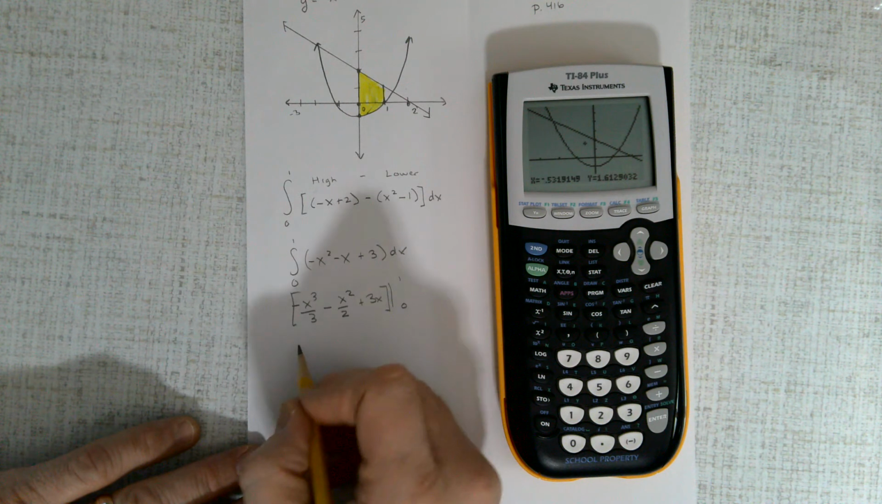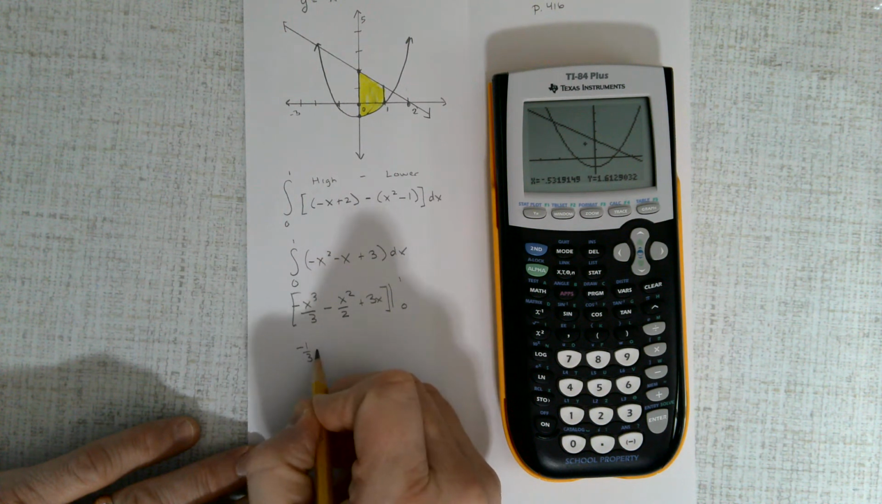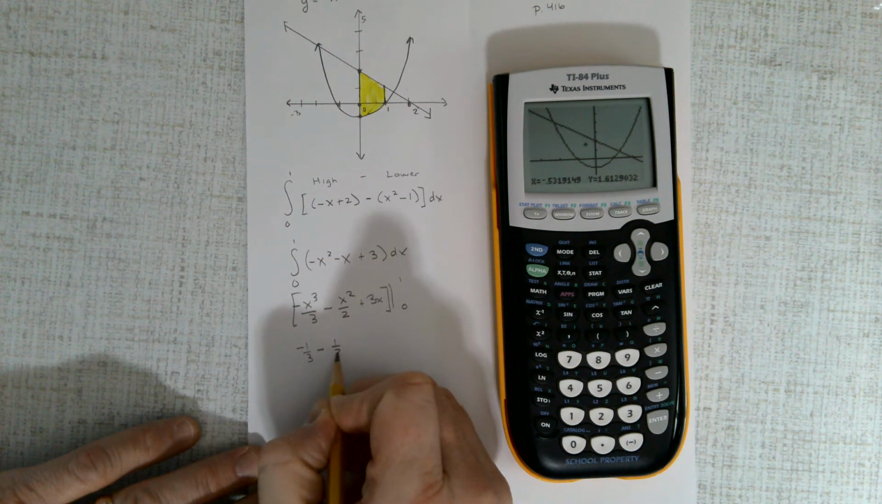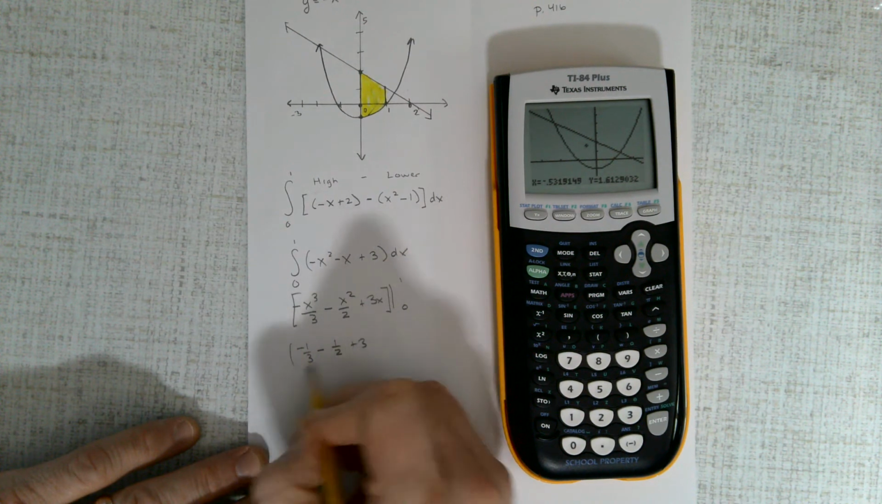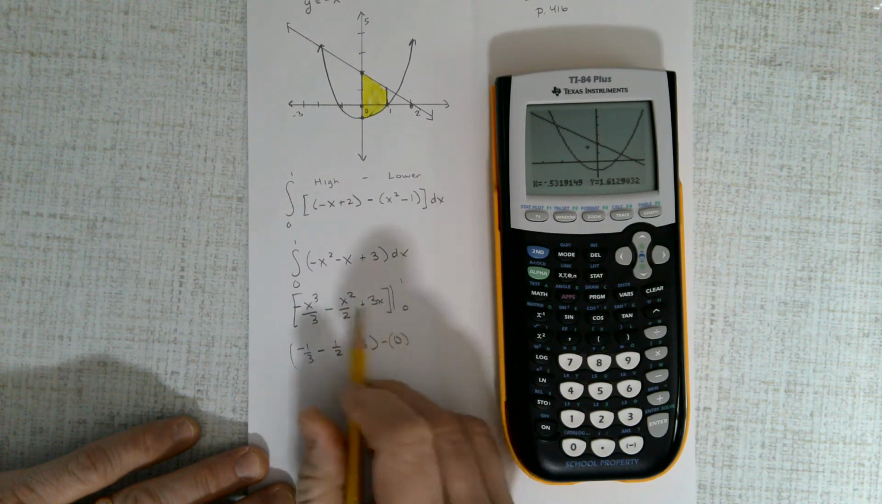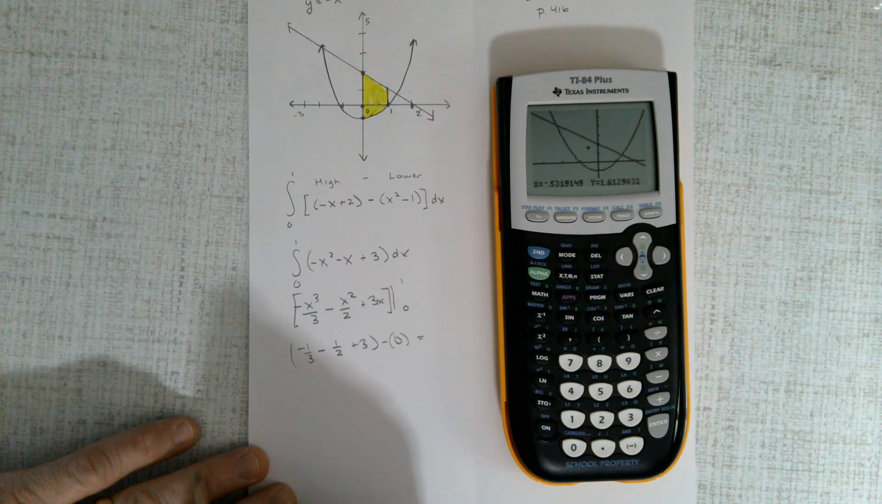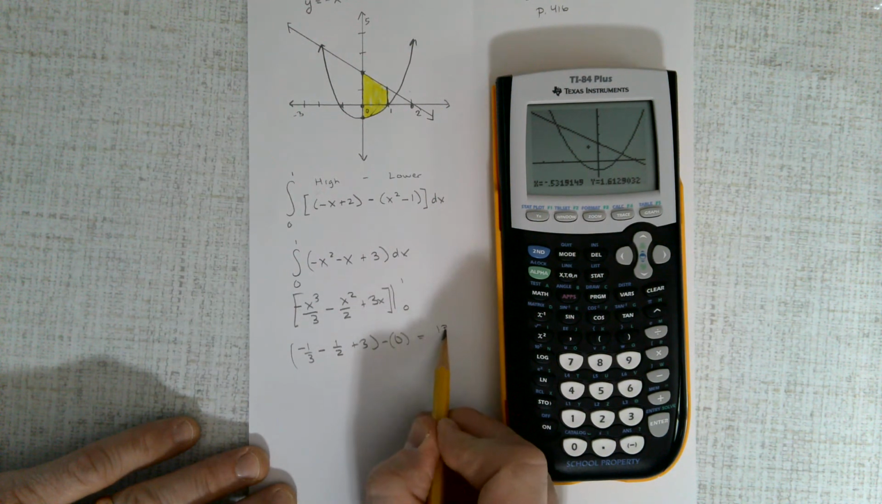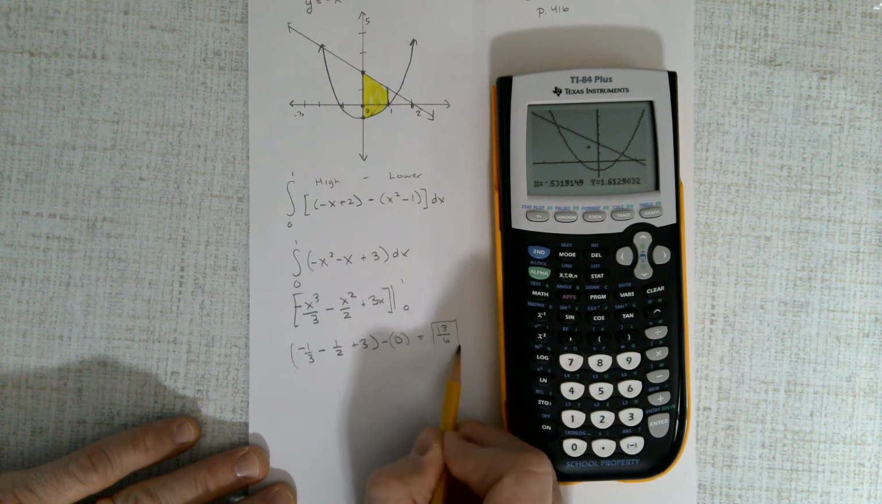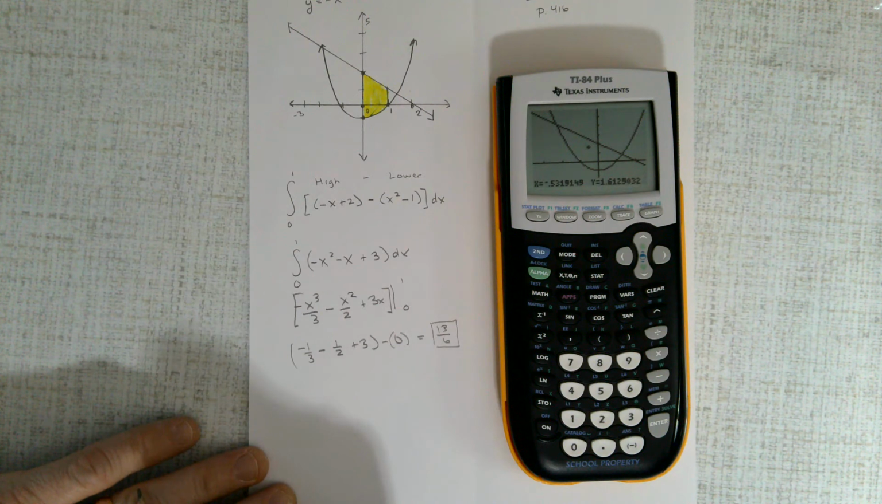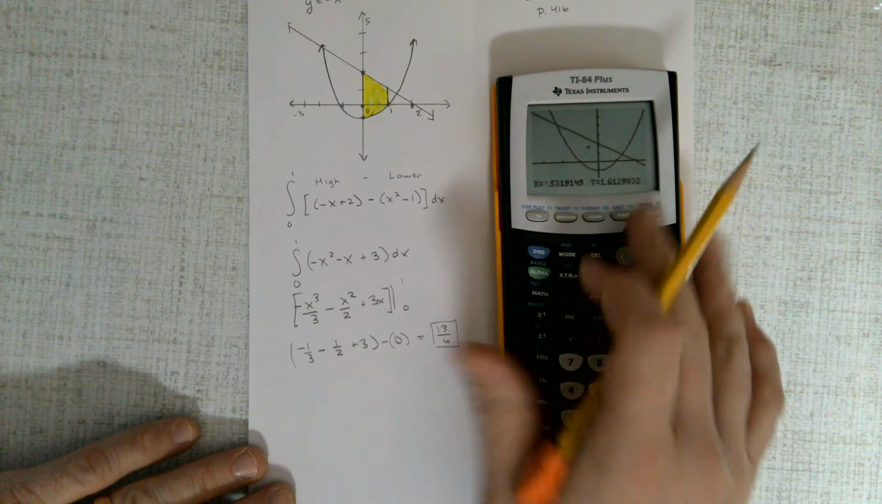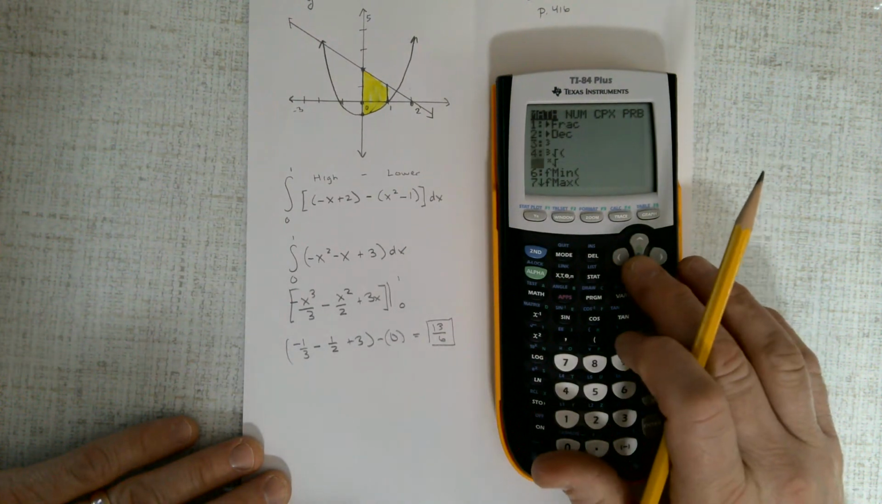And then, of course, now we just plug them in. If I plug in a 1 here, I'll have -1/3 minus 1/2 plus 3 minus 0, because with 0, all of those zero out. And you can use your calculator to do the math, but it is 13/6. Alright, you could punch this in your calculator, right? Let's see if we can do that math type here.